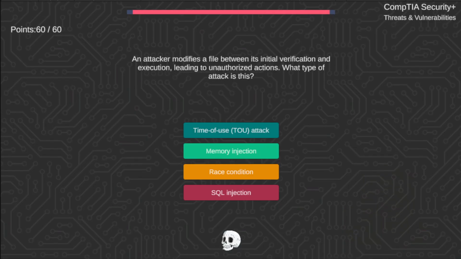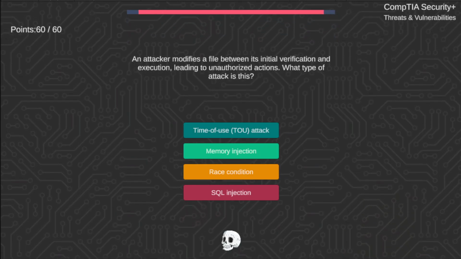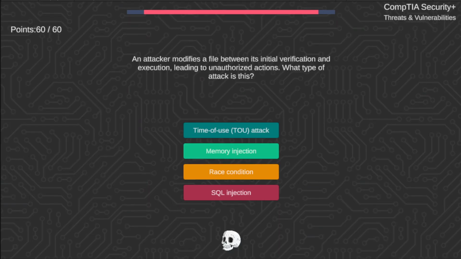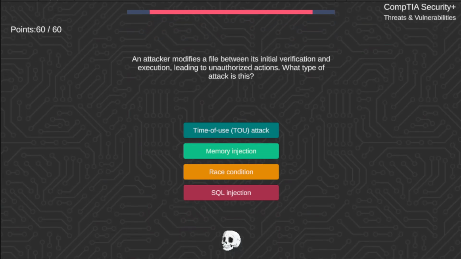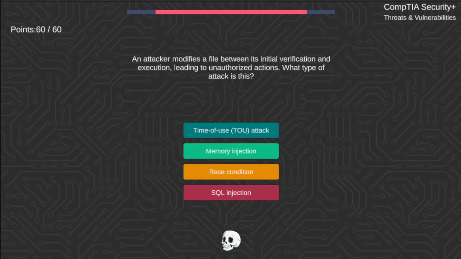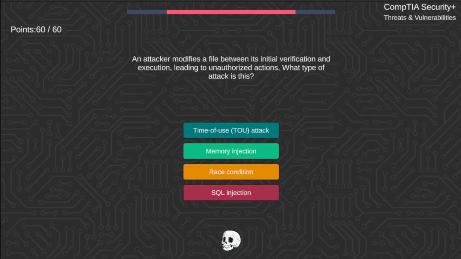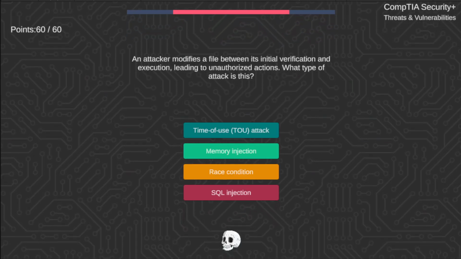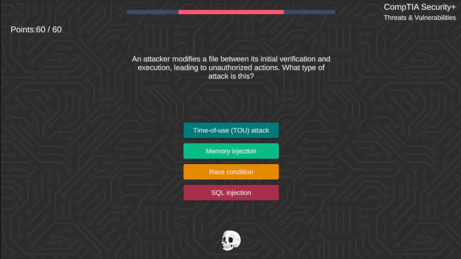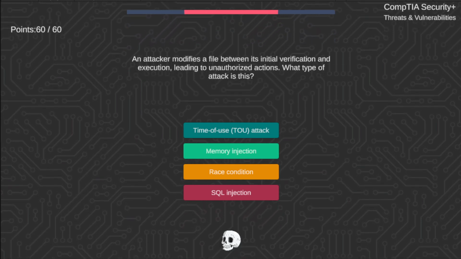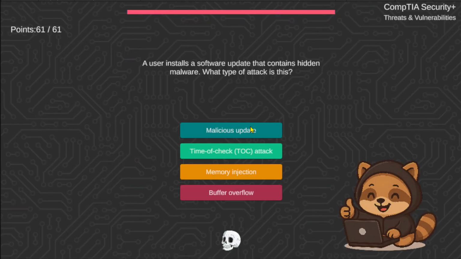An attacker modifies a file between its initial verification and execution, leading to unauthorized actions. What type of attack is this? Time of use attack, memory injection, race condition, or SQL injection? Modifies a file between its initial verification and execution. Correct answer is time of use attack.